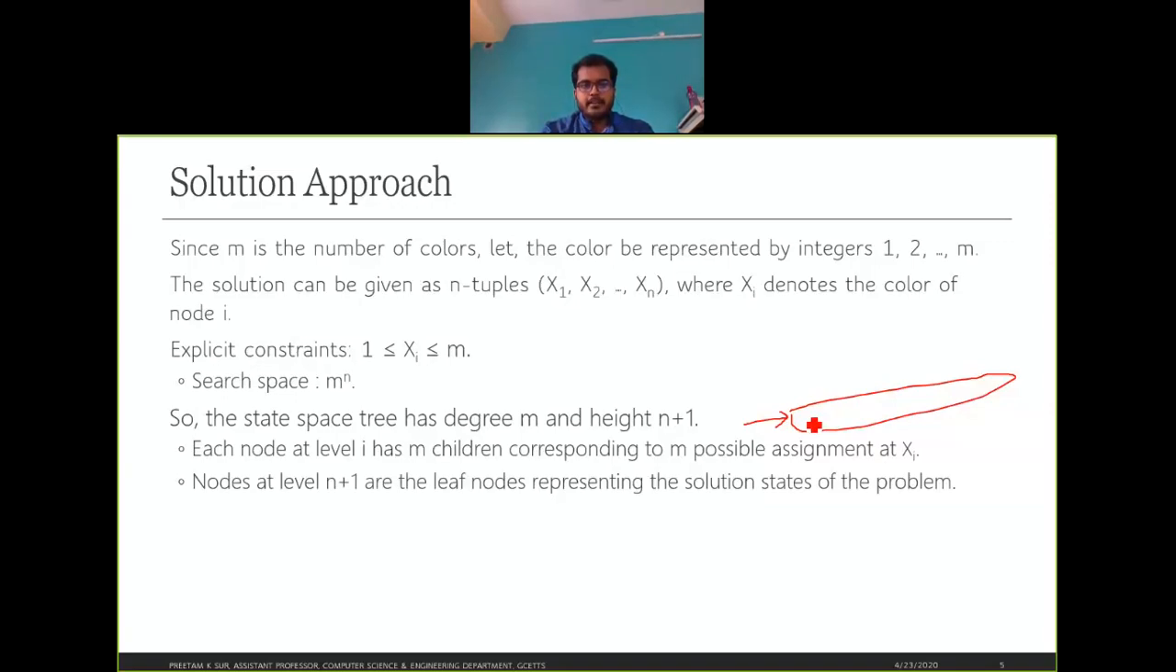Nodes at level n plus 1 are the leaf nodes representing the solution states of the problem. So we will have this number of states, this number of nodes available as leaf nodes.